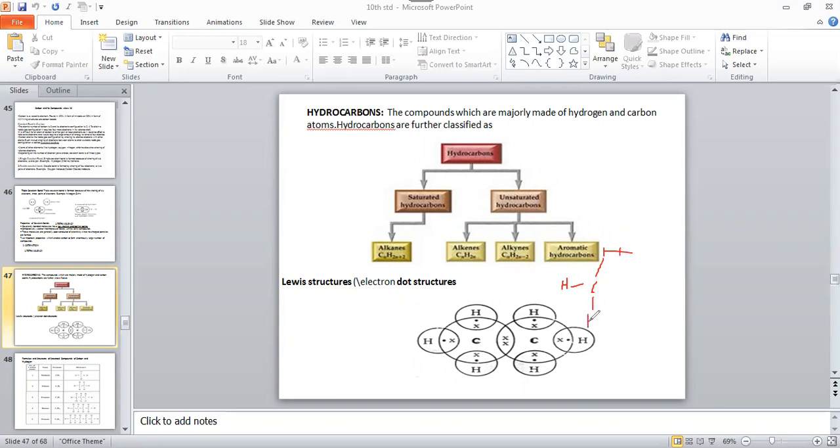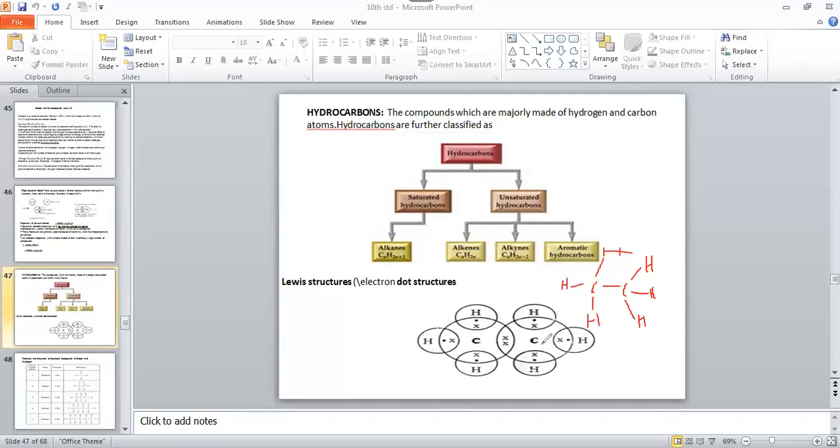Similarly, here one hydrogen. So this carbon is bonded with the other carbon atom with a single bond, and this carbon is also bonded with three hydrogen atoms with single bonds. This type of formula of ethane is called the structural formula of ethane. From this structural formula, we can draw this type of electron structure or electron dot structure.